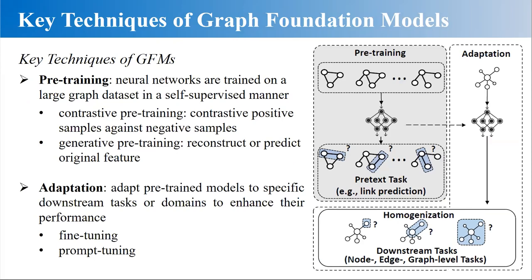There are two key techniques of the graph foundation model. The first is pre-training, which means the neural networks are trained on large graph data in a self-supervised manner. We can employ contrastive pre-training or generative pre-training techniques. Another technique is adaptation. We adapt the pre-trained models to specific downstream tasks or domains to enhance their performance. We can use fine-tuning or prompt tuning techniques.